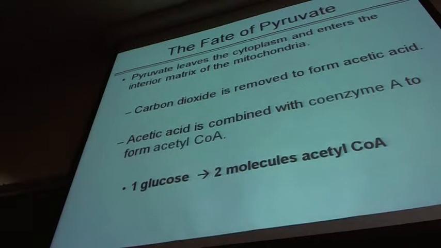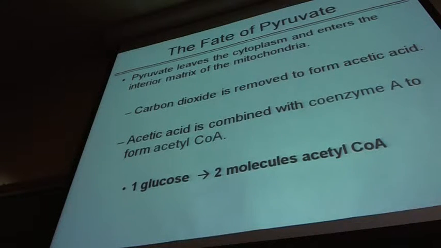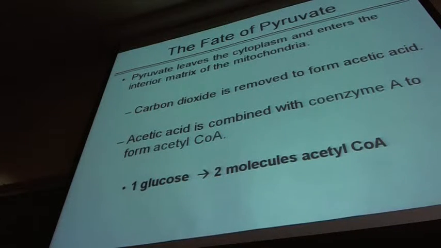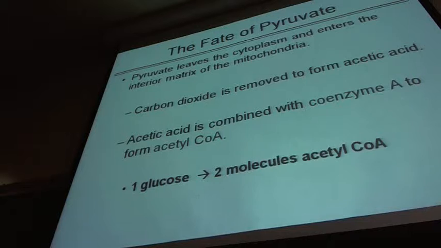The fate of pyruvate: it leaves the cytoplasm and enters the mitochondria. Carbon dioxide is removed. Acetic acid combines with coenzyme A to produce acetyl-CoA. Acetyl-CoA is what attaches to that 4 carbon carrier molecule and goes through the Krebs cycle.